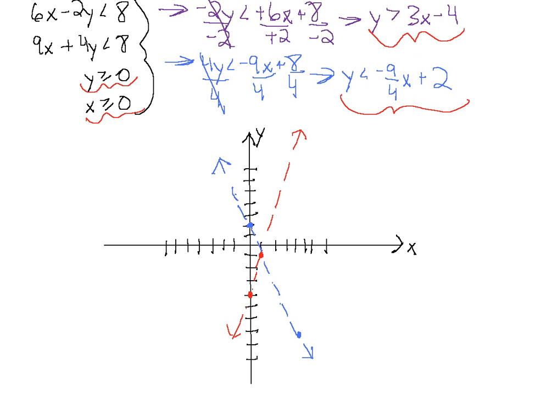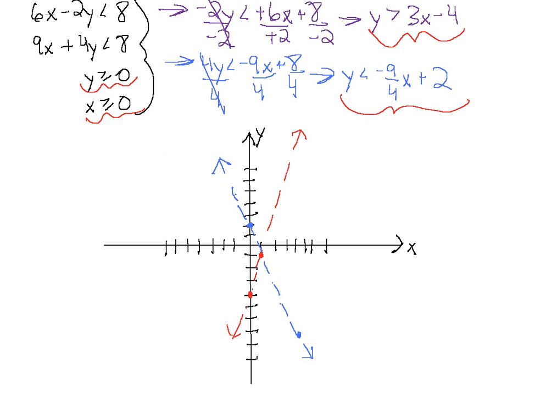Now we have two more. We have y is greater than or equal to 0. If x were equal to 0, we're going to have a vertical line. It's going to go up and down, and it's actually going to go about the y-axis. If y was equal to 0, then we're going to have a horizontal line, so about the x-axis. So we're going to have the x-axis here and the y-axis here.